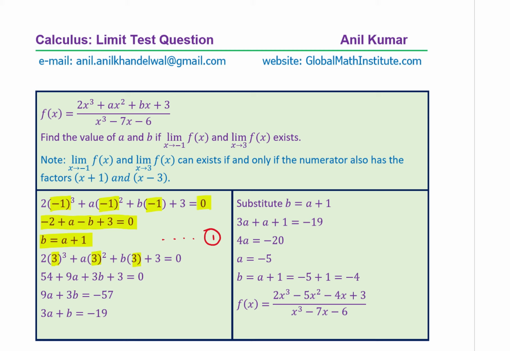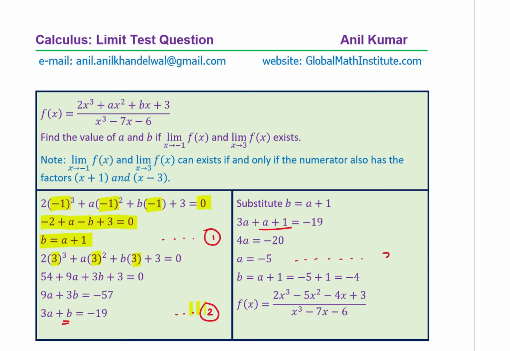Now, in this equation, which I am calling our equation number 2, let me substitute equation 1, which is the value of b as a plus 1. So now I'll have an equation which has only a. Now we can find a from this equation. 3a plus b, so I'm substituting instead of b, a plus 1. So 3a plus a plus 1 equals to minus 19. Combining 3a and a, we get 4a. Taking 1 to the other side, we get minus 20. And that gives us the value of a.